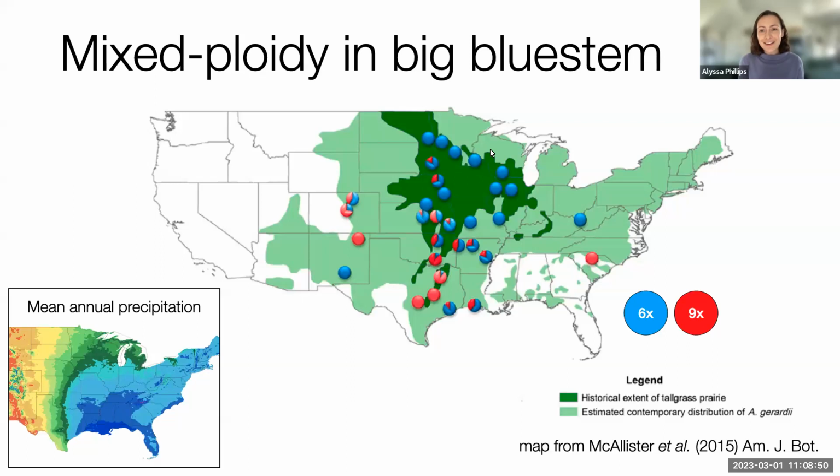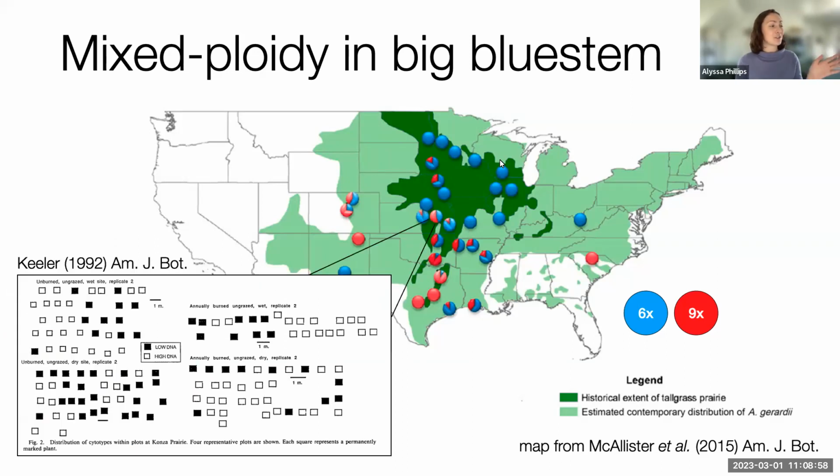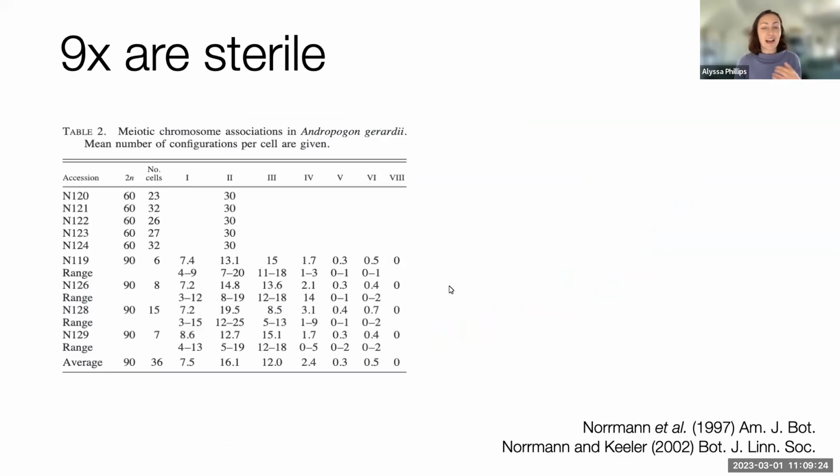But it's really unclear why the 9X are so common, and also what is explaining this distribution. Before I get into that, if you look within a population where they're growing sympatrically, Kathleen Keeler found they're pretty equally dispersed within the population. So there's no microgeographic niche separation. One of the big questions is why is this happening, and why do we see this distribution, and why are they so common? This is especially surprising given the 9X individuals are sterile, or effectively sterile.